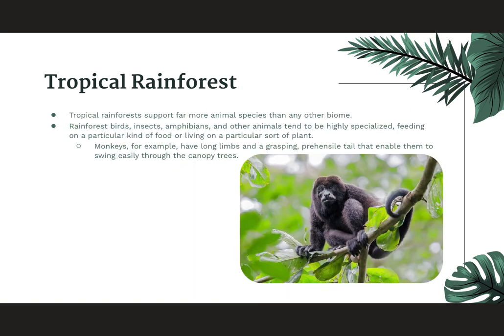Tropical rainforests also support far more animal species than any other biome. That is going to be a key thing to remember as we go through these biomes. Rainforest birds, insects, amphibians, and other animals tend to be highly specialized, feeding on a particular kind of food or living on a particular sort of plant. Monkeys, for example, have long limbs and grasping prehensile tails that help them to swing easily through the canopy.